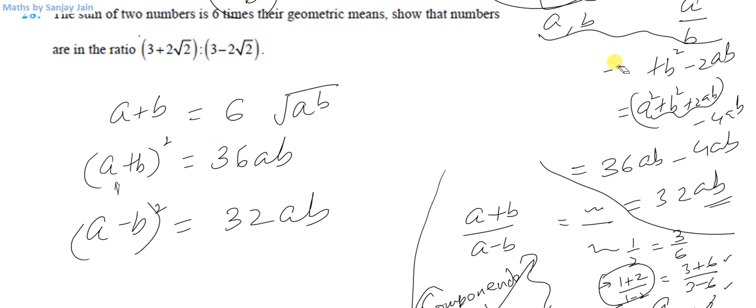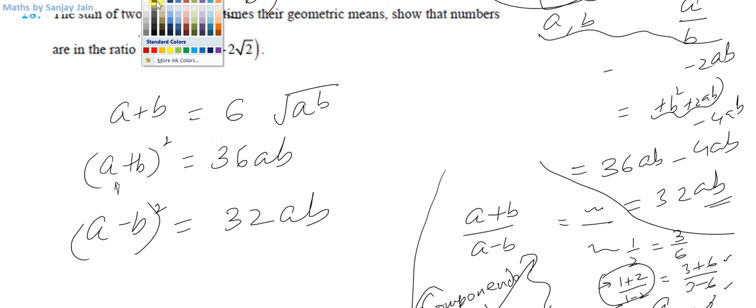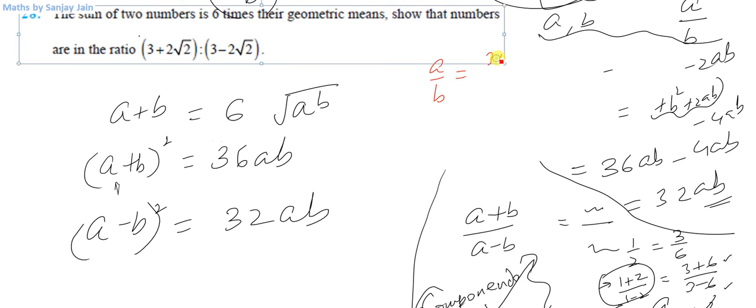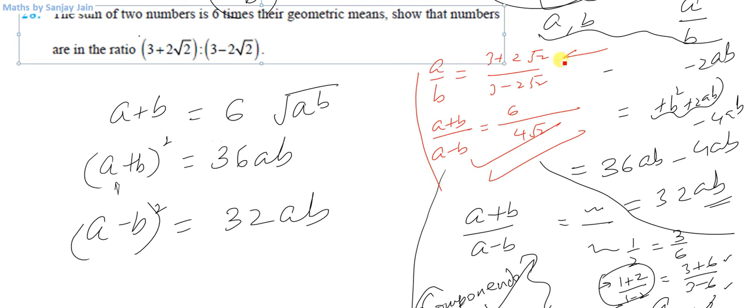See, if you have to prove that a is to b is equal to 3 plus 2 root 2 by 3 minus 2 root 2, instead you can prove that a plus b by a minus b. What I am doing is I am applying componendo and dividendo, okay, is equal to sum of these, that is 6 by 3 plus 2 root 2 minus 3 minus 2 root 2. So that will give you 4 root 2 in the denominator. So even if you can prove this, this is going to be true.